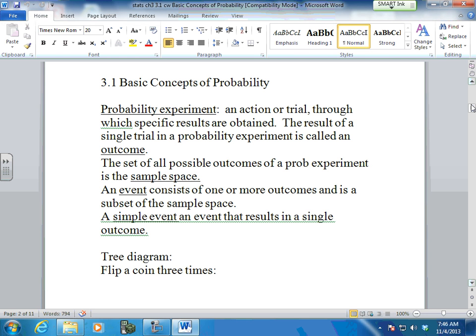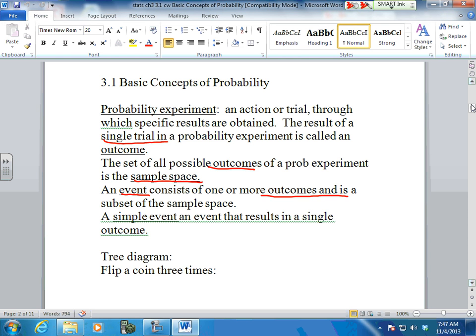When you run your experiment, the result of a single trial is called an outcome. So you'll have various outcomes from doing this. All the possible outcomes are listed in a sample space. These are all on your vocab, so start filling them in as you go. An event consists of one or more outcomes and is a subset of your sample space. A simple event is an event that results in a single outcome. I flip a coin, I can only get a heads. If I flip a coin and roll a dice, that's not a simple event.